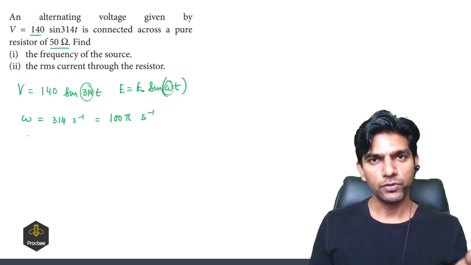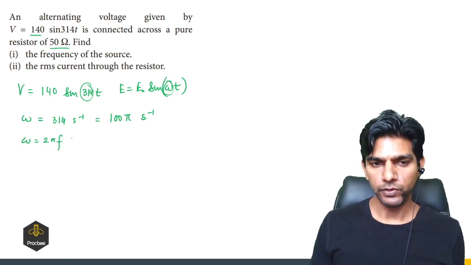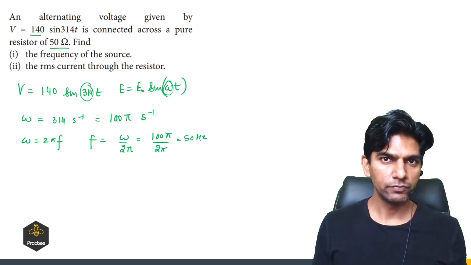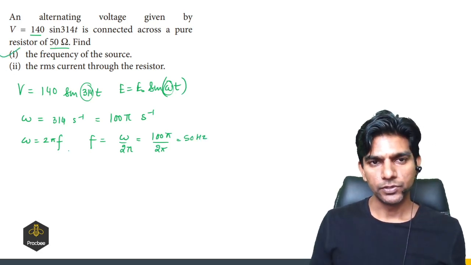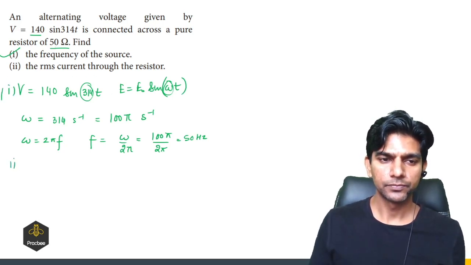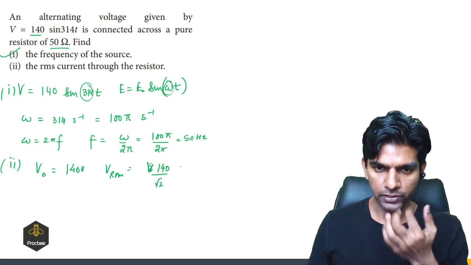So what is the relation between frequency and angular frequency? Angular frequency is 2 pi times the frequency. So frequency will be omega upon 2 pi. So omega is 100 pi and divided by 2 pi, so we'll get 50 hertz, and frequency is 50 hertz. So that is the answer of the first part. The RMS current through the resistor. So for the second part, peak value is given as 140 volts. So RMS value will be 140 divided by root 2. So that is the RMS value.